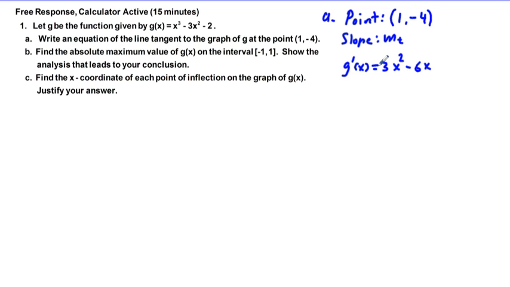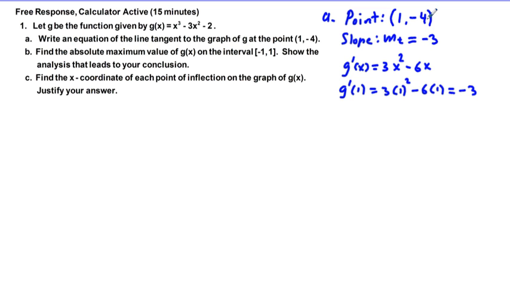So to find the slope at this point, we're going to need to substitute our 1 in for x. So we have g prime of 1, which is equal to 3 times 1 squared minus 6 times 1, which equals 3 minus 6, which equals negative 3. So m sub t equals negative 3.